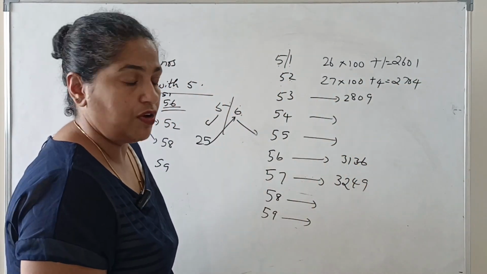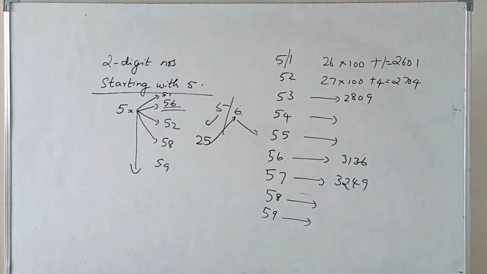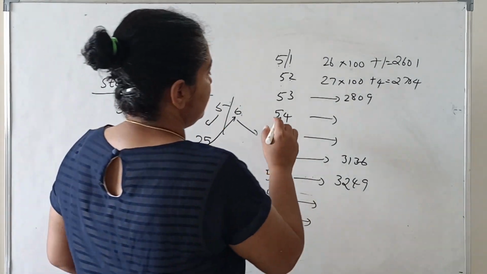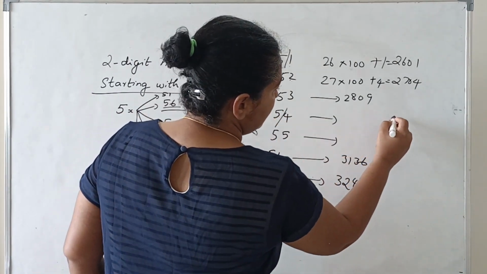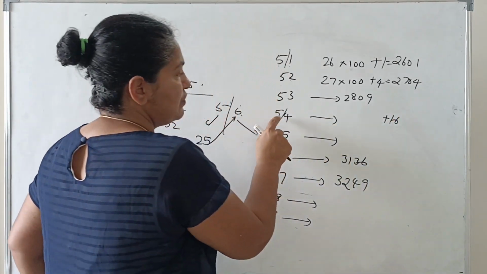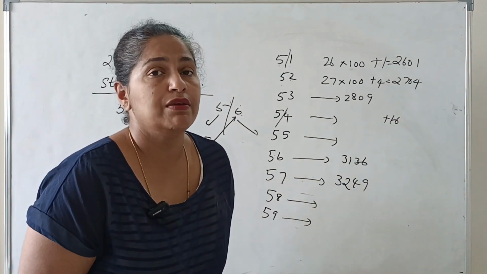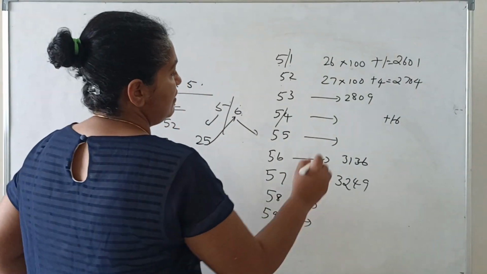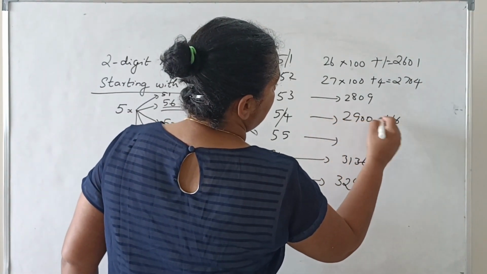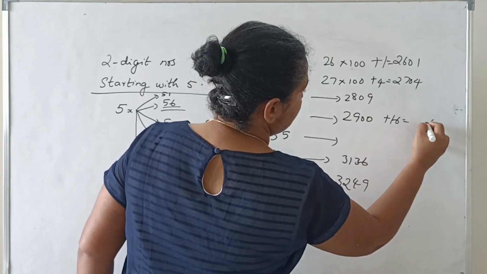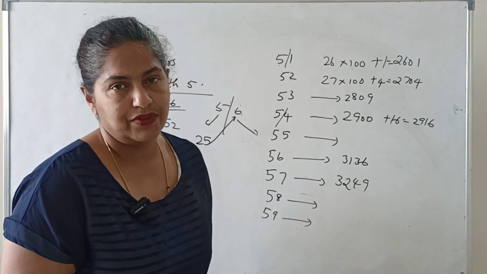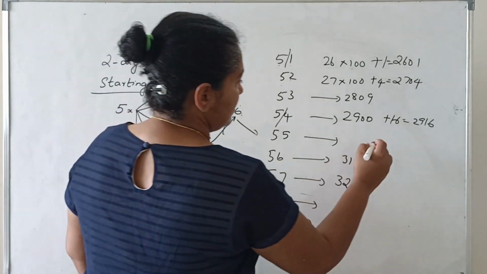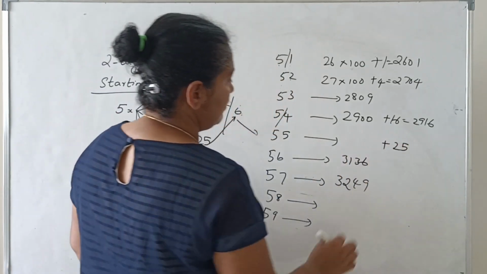53 square we already found out. 54 square. 4 square, 16 I need to add, 25 I need to add to 4, which will give me 29. 29 into 100 is 2900. My answer would be 2916. Okay. 55 square. I need to add a 25.